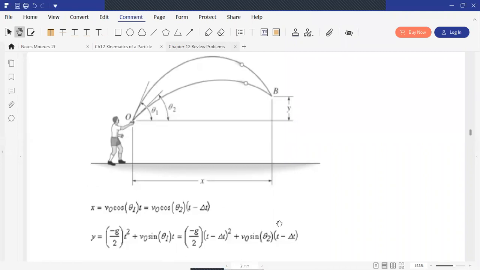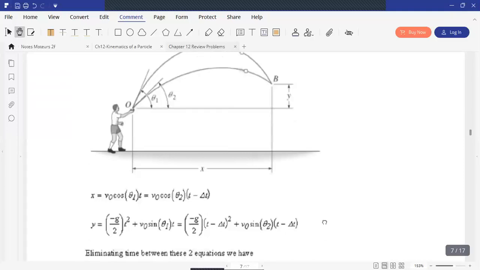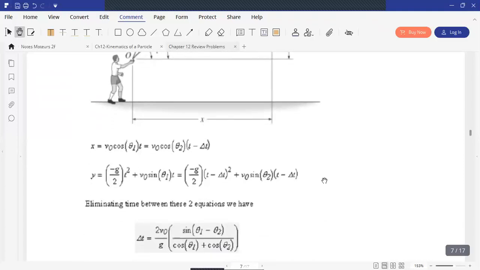What is the equation of particle 2? It's similar to the equation of particle 1, but instead of time t, we put t minus delta t, and instead of theta 1, we put theta 2. So we end up with two equations, which give the condition so that the two particles will meet. Delta t is the time between launching particle 1 and launching particle 2.